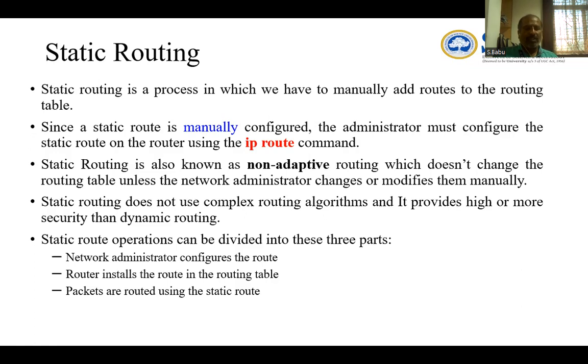Static routing is also called non-adaptive routing. The network administrator can change and modify everything in the table manually, so that's why it is called non-adaptive. It does not adapt on its own. So we need a network administrator. Static routing means statically, or manually, we add the route between source and destination.